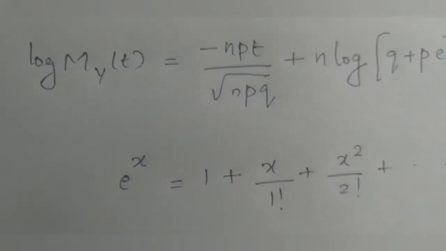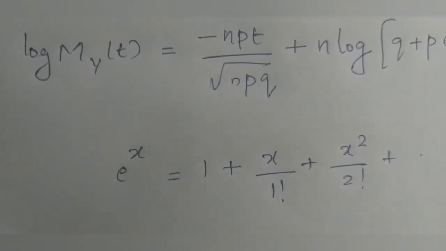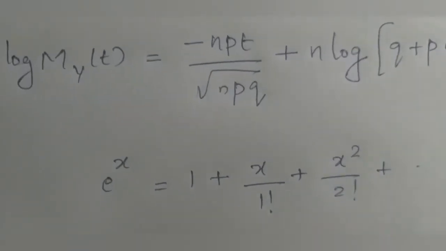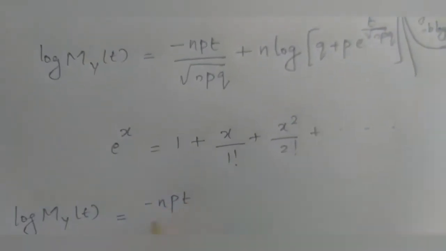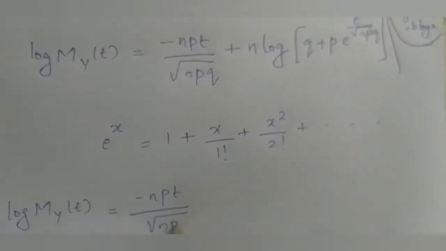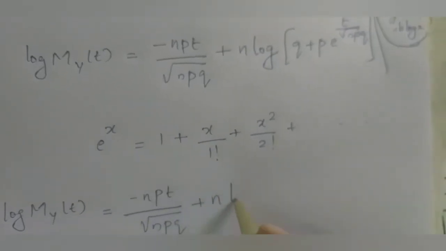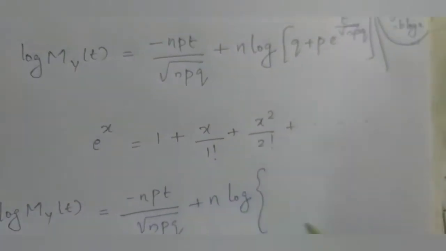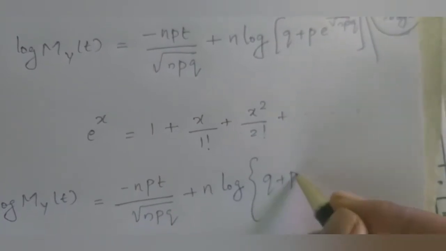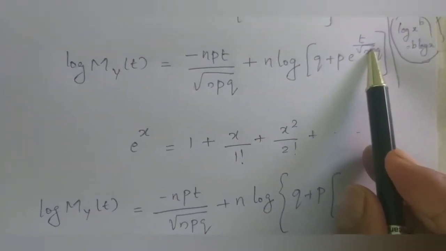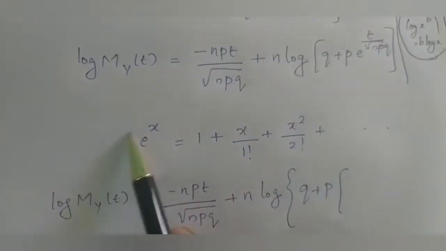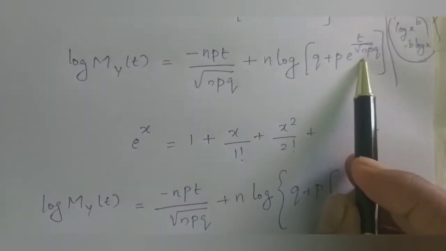So log M_Y(t) we can write as this: minus npt divided by root of npq, plus n times logarithm of (q plus p, take outside, then e raised to this one). Instead of x here, t by root npq is here.